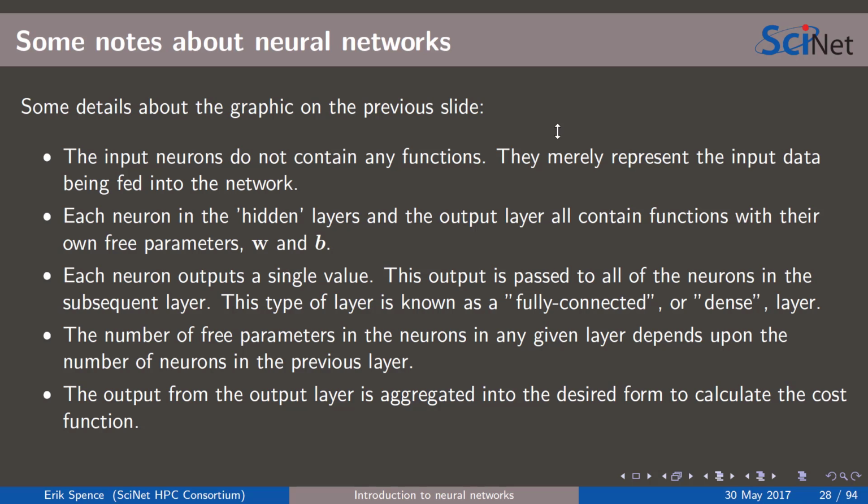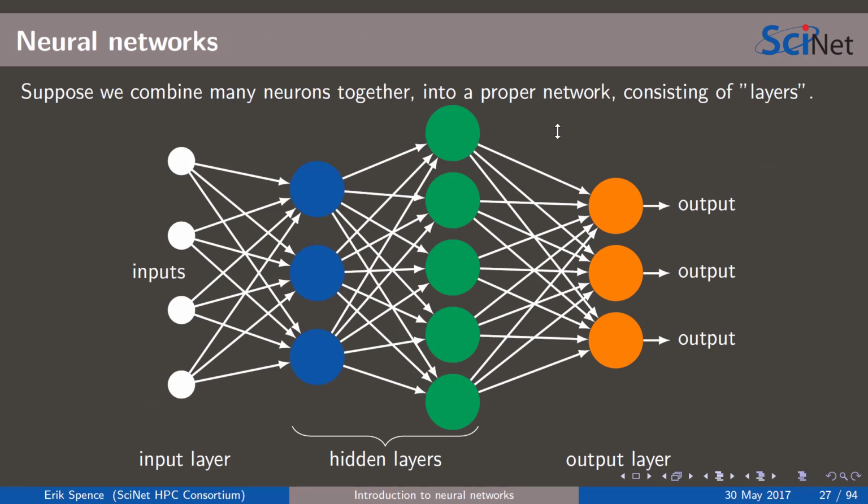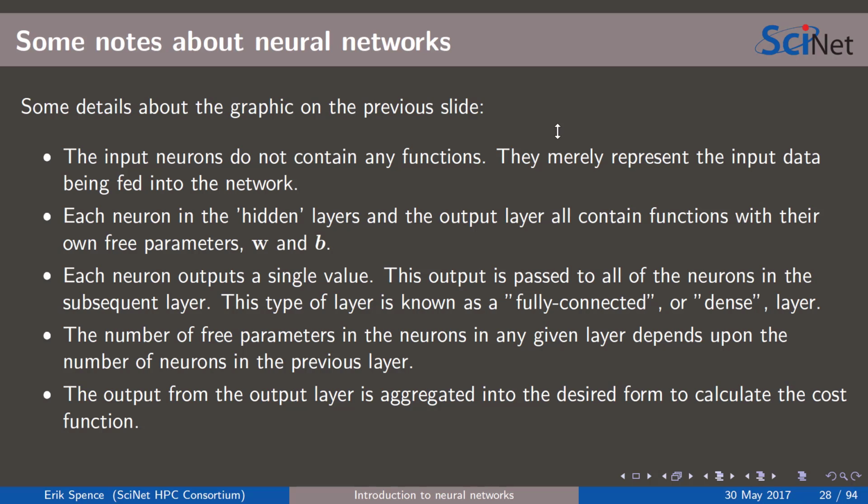Okay? Each neuron outputs just one value, despite what you might think from the graph. That's why this might be slightly misleading. These are all the same, these are all the same, right? Same with these 3 values. This input neuron is feeding the same value to all those blue neurons, okay? The number of free parameters in any given layer depends on the number of nodes in the previous layer, right? The output from the output layer is then aggregated into the desired form before it's fed to the cost function.